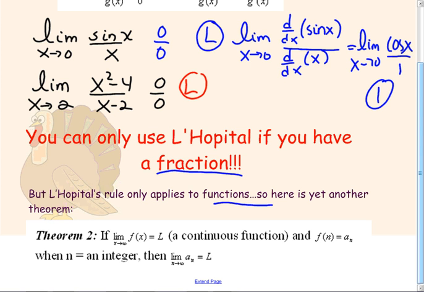I don't care if you write the L. I think it's kind of nice, but it's the limit as x goes to 2, and you take the derivative. What's the derivative of x squared minus 4? 2x. And the derivative of x minus 2 is 1. So what's the answer? Substitute it in, you get 4.